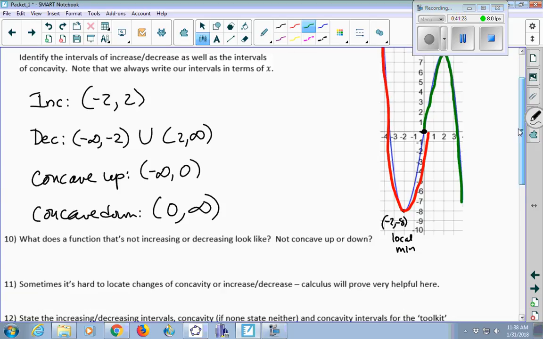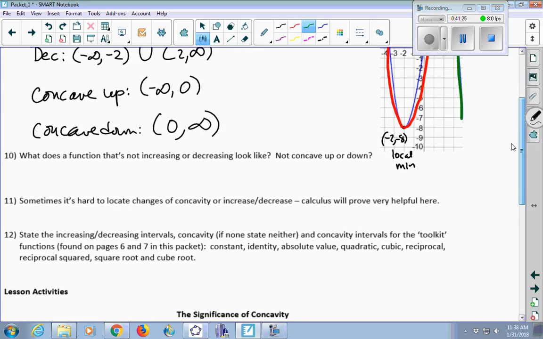All right. So real quick here, what does a function that's not increasing or decreasing look like? Well, here's a straight line. Am I increasing? Am I decreasing? How about this one? I heard someone say horizontal, right? A horizontal line is neither increasing or decreasing.